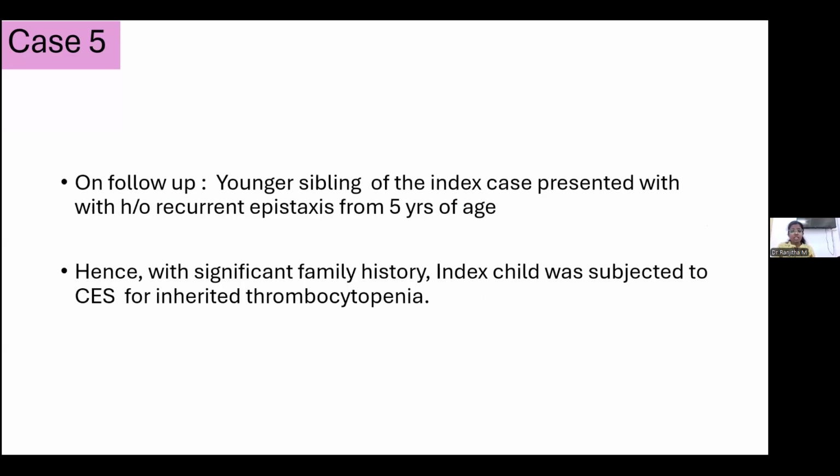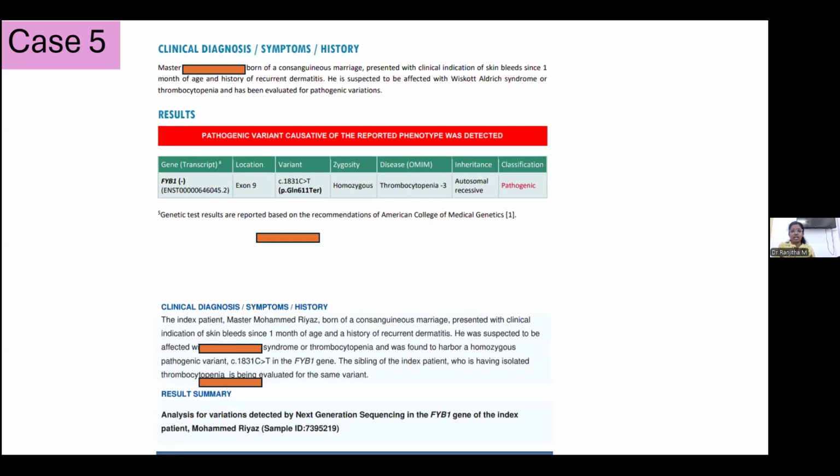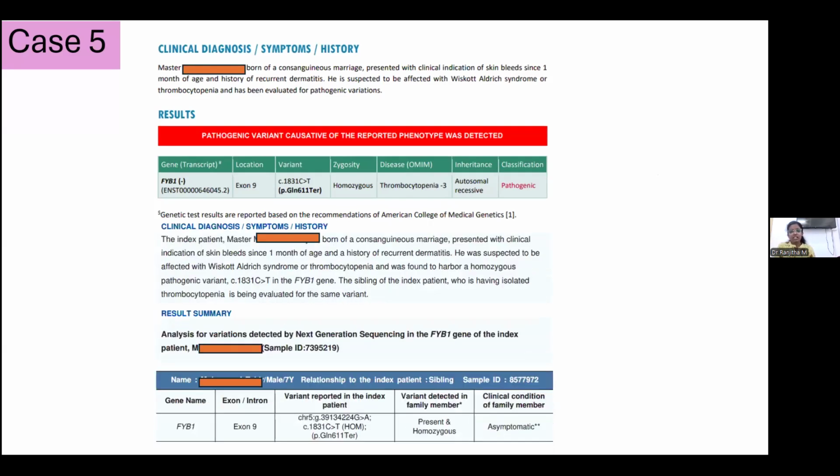But on follow-up, the younger sibling of the index case presented with a history of recurrent epistaxis from 5 years of age. Hence, with significant family history, the index child was subjected to exome sequencing for inherited thrombocytopenia, which reported an FIB1 mutation, homozygous, autosomal recessive in inheritance, and pathogenic. The younger sibling who presented with epistaxis was also tested, and he also harbored the homozygous FIB1 mutation, autosomal recessive in inheritance.